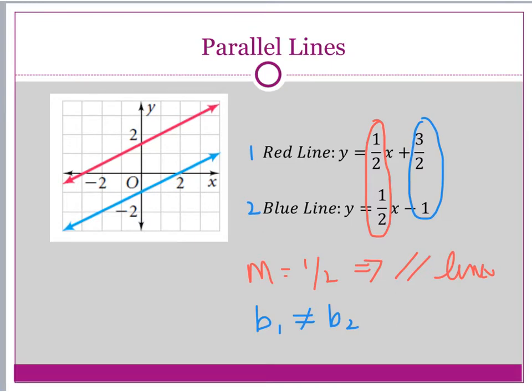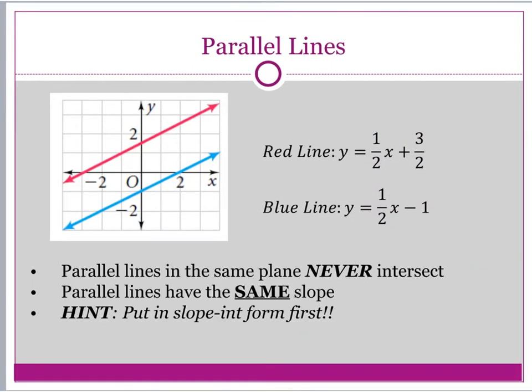So what this means is that ultimately parallel lines are lines that will never ever ever intersect or cross. They will continue to go on forever, but they will never cross one another. And the reason is because they have the same slope. So they will not be allowed to cross because the slopes are the same.